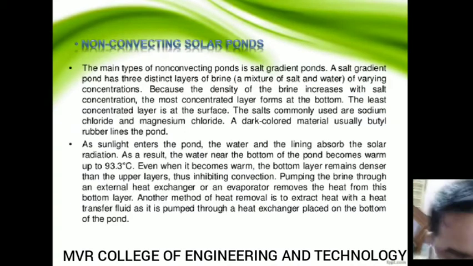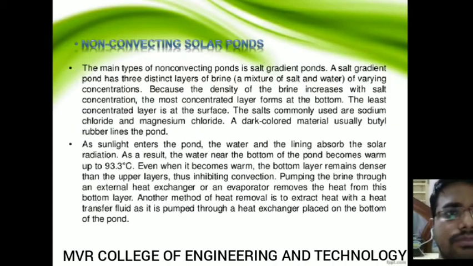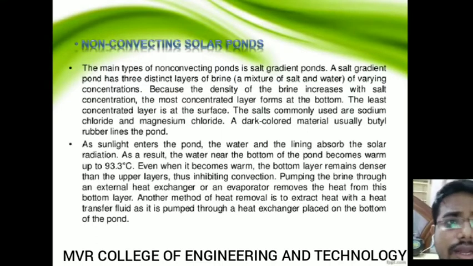So if anyone talks about a non-convecting solar pond, it means a salt gradient pond. A salt gradient pond has 3 distinct layers, and it is a mixture of salt and water. With the concentration, the most concentrated layer forms at the bottom. At the bottom layer the salt concentration will be higher, and it is a mixture of salts like sodium chloride and magnesium chloride.